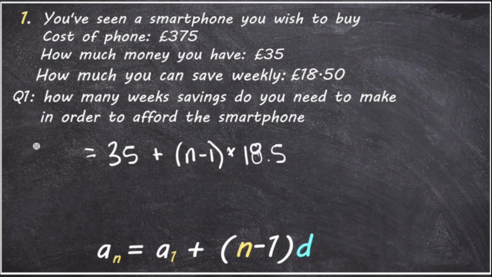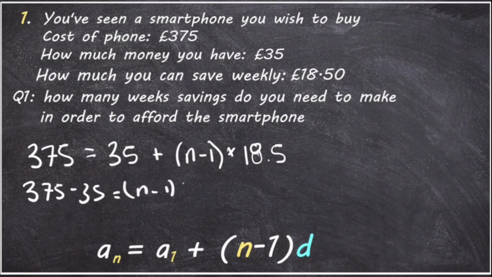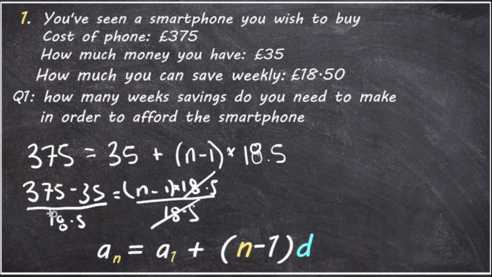£18.50. And we're trying to find the term which has the value 375 or as near as possible to it. And so that's the value of a sub n, 375. We're trying to solve for n because we want to know which term will give us 375. So we can subtract 35 from both sides. So 375 minus 35. And that's going to give us n minus 1 times 18.5. We can then get n minus 1 on its own by dividing both sides by 18.5. And the 18.5s on the right hand side will cancel.